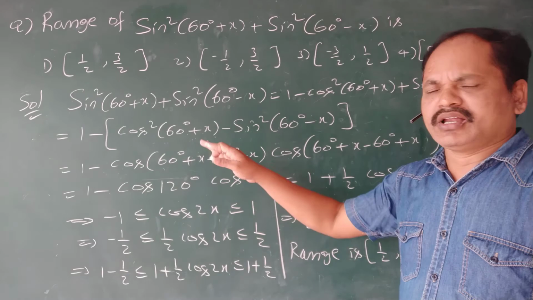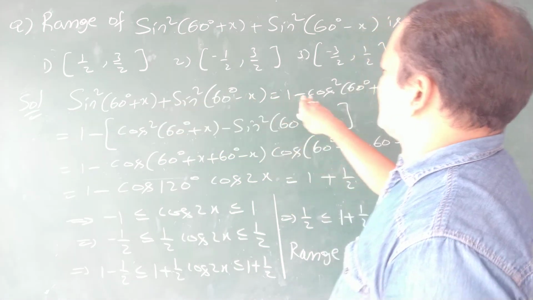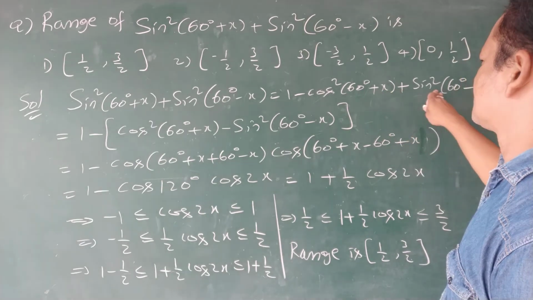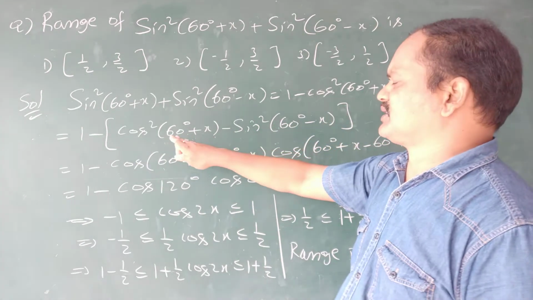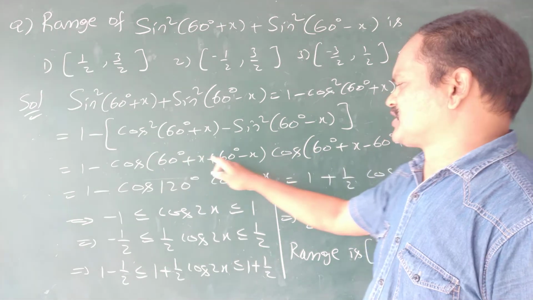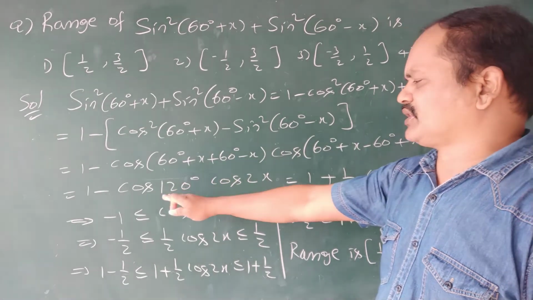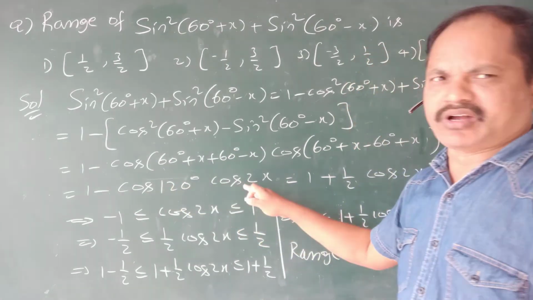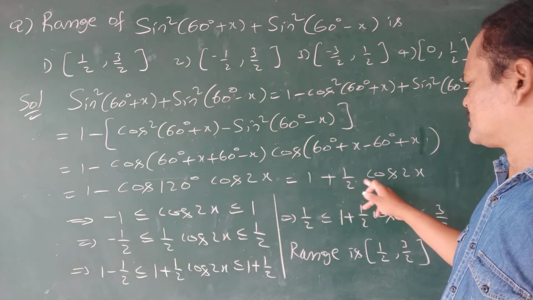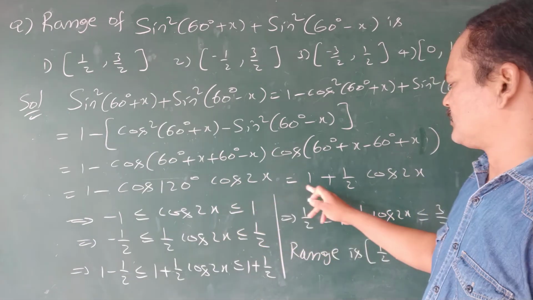Now this one, according to the identity, can be written as 1 minus cos square 60 plus x, and taking the minus common, this is in the form of cos square a minus sin square b, that is cos a plus b into cos a minus b. According to that we get 1 minus cos 120 cos 2x. Actually cos 120 is minus 1 by 2, so 1 plus 1 by 2 cos 2x.